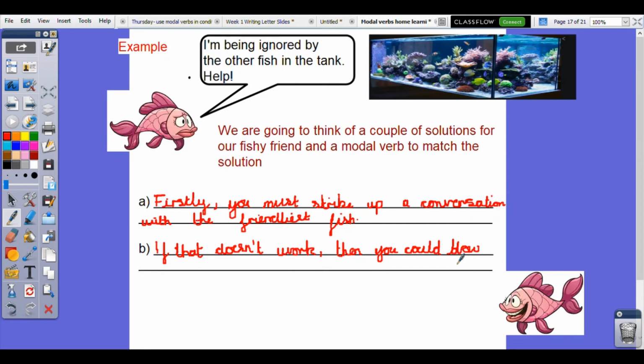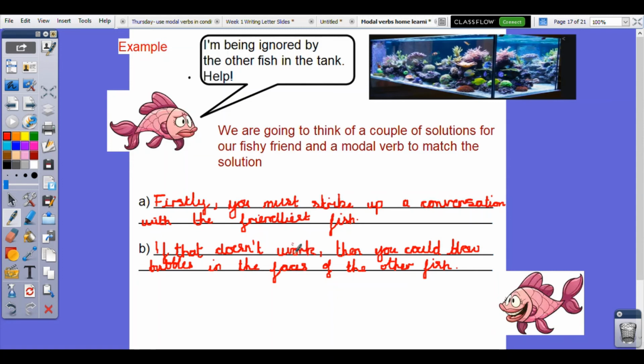I'm going to have, then you could blow bubbles in the faces of the other fish. If you really wanted to, you could put some parenthesis on the end of a sentence like that, because even though we are practicing our modal verbs, we can still practice different sentence structures.